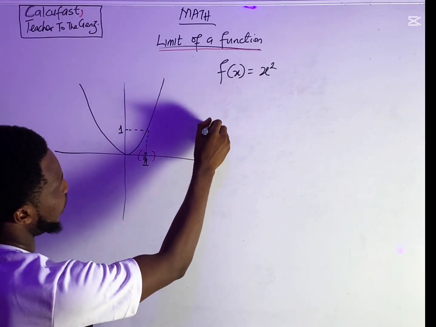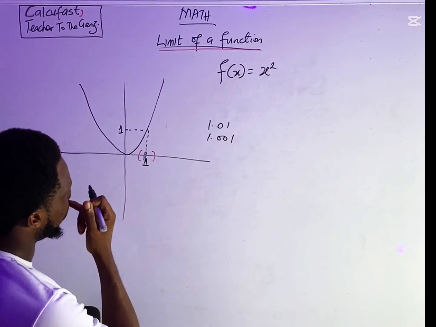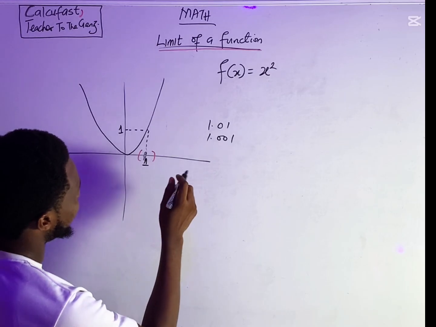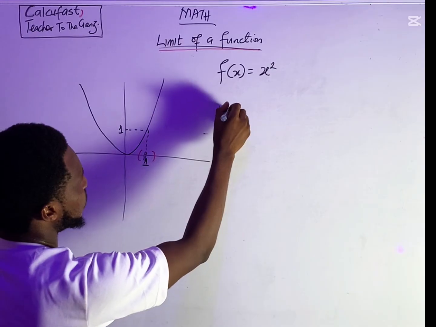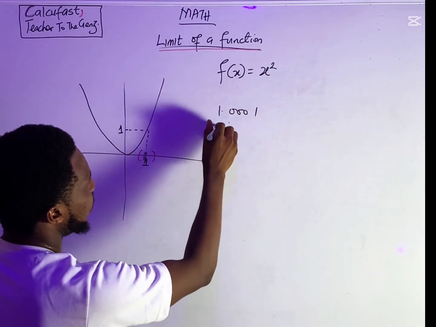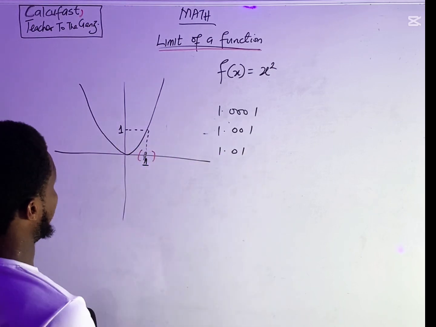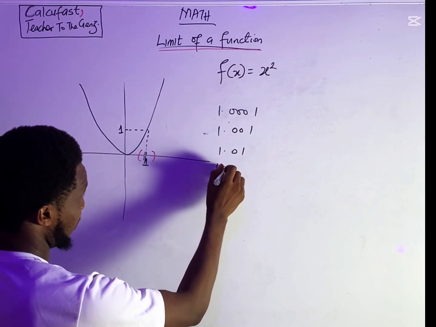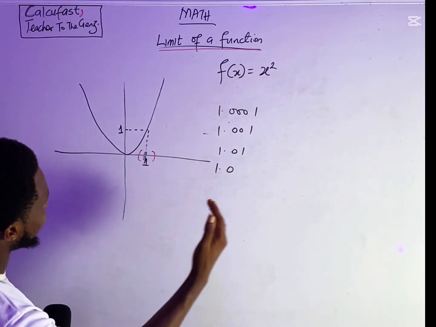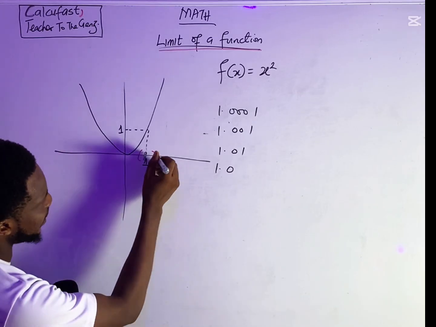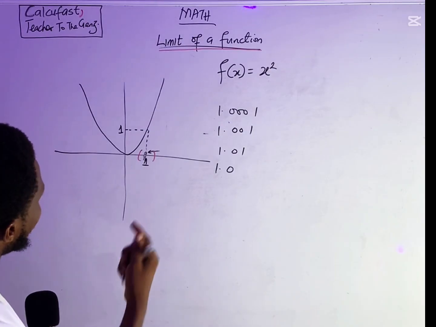We could say 1.01, 1.001, 1.0001. We are trying to see, as all of these values from the right hand side move closer and closer to 1, what is the behavior of this function?